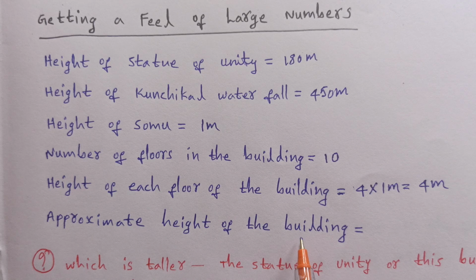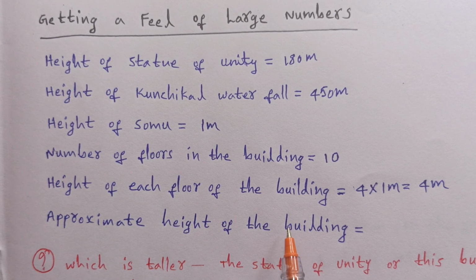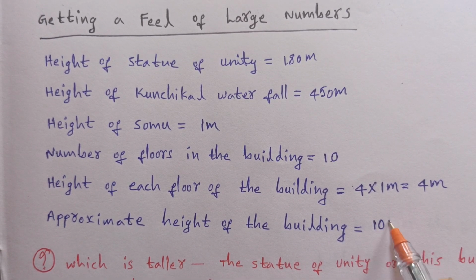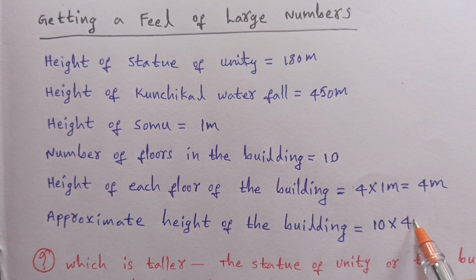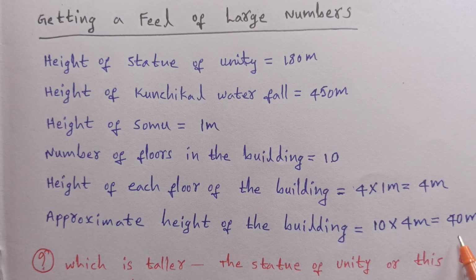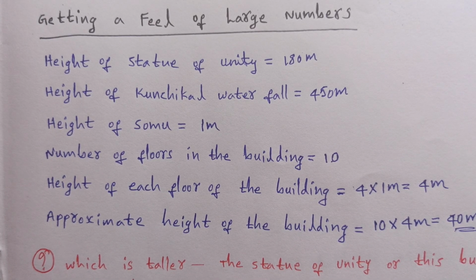Now to calculate the entire building height, simply we have to multiply the number of floors with the height of each floor. That means 10 into 4 we have to do. Number of floors into height of each floor, approximate value. So it is 40 meters. So this is the given data.